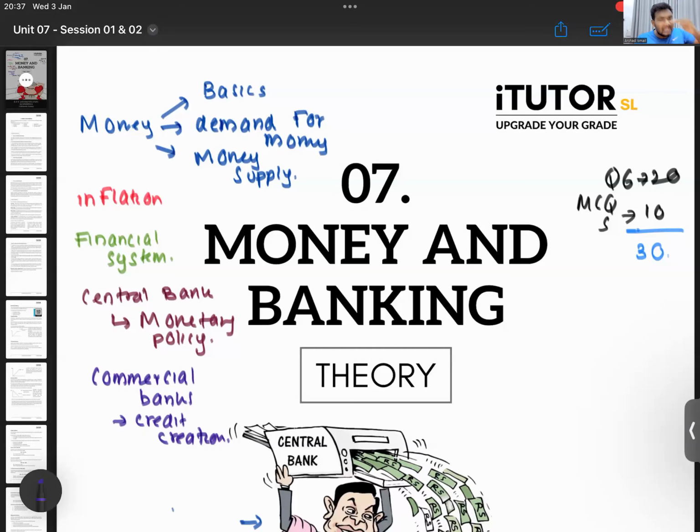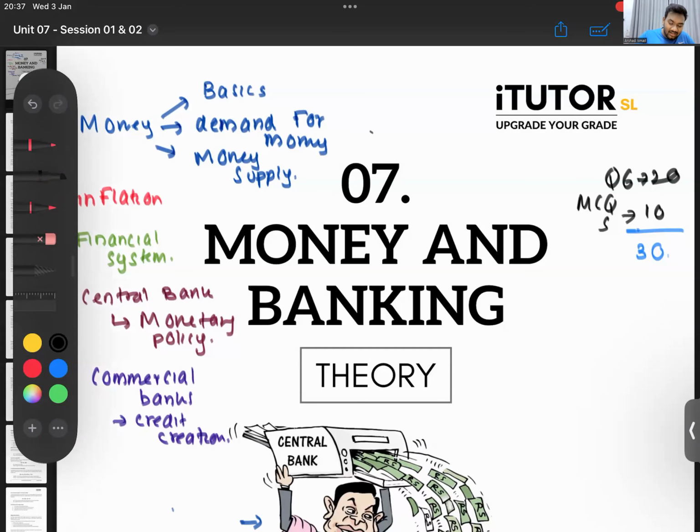So these are the main areas. Now, why did I focus on the areas? Because when you are studying, this is how you should break down and study. So when you are studying Unit 7, on day 1, you study money. Yes, there are calculations also.